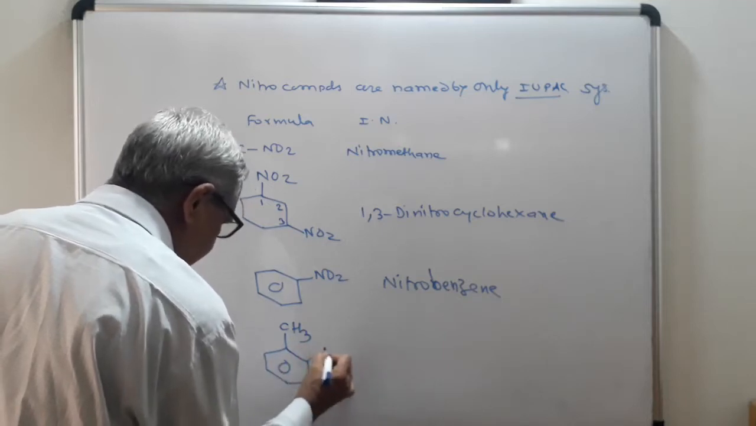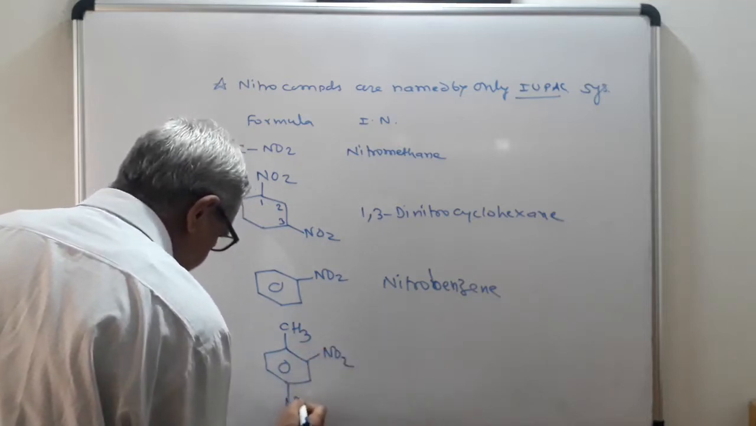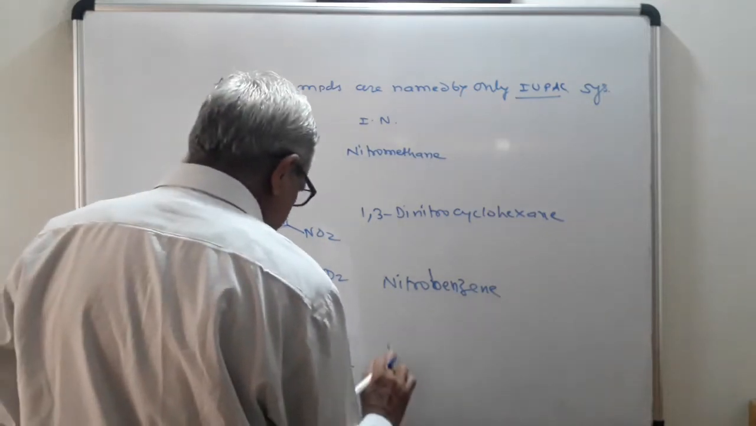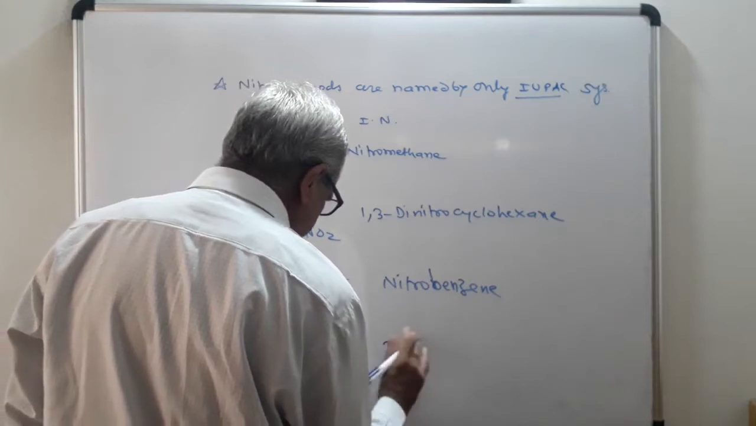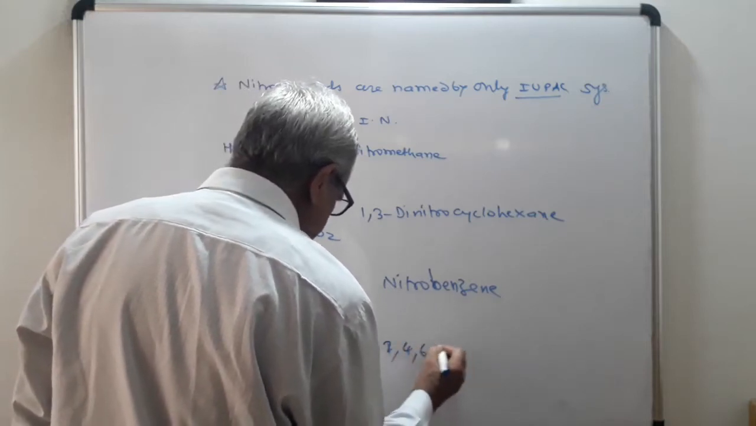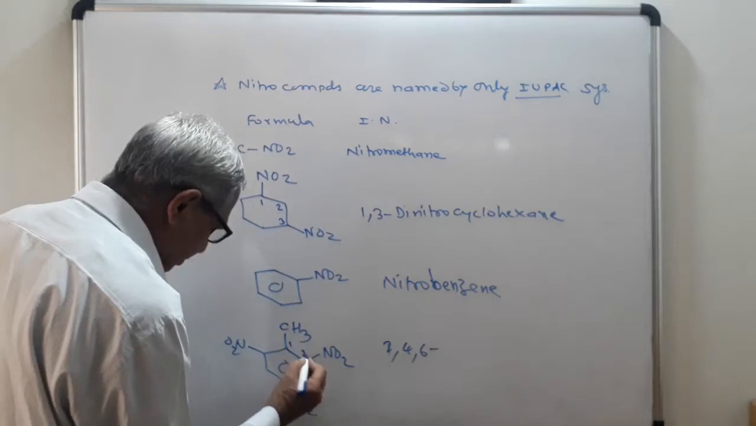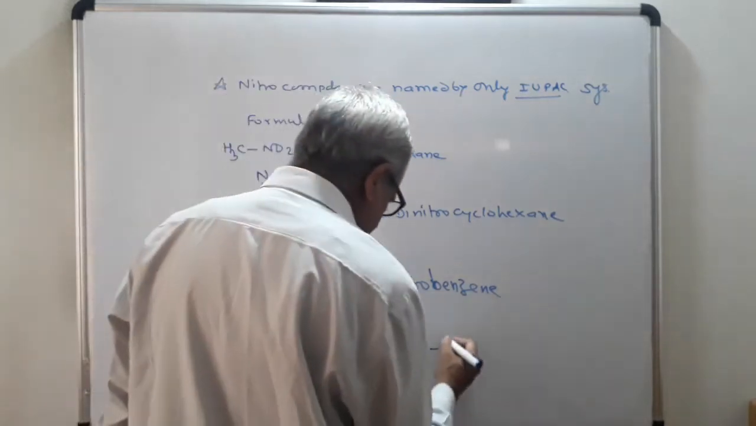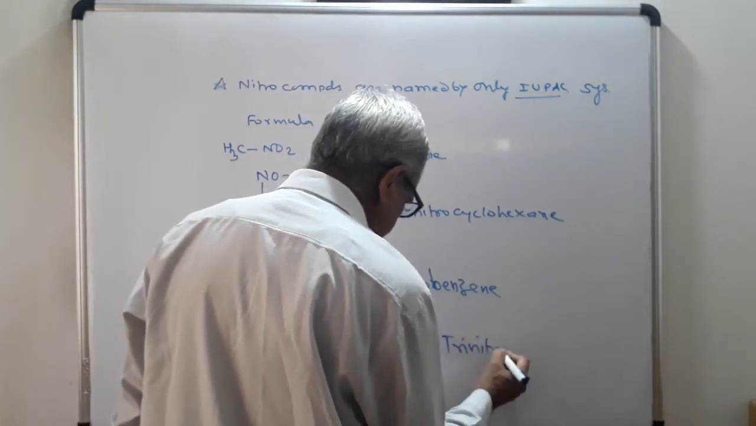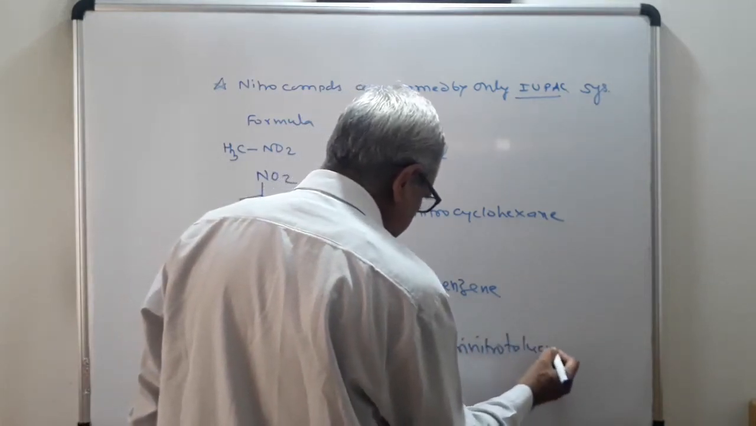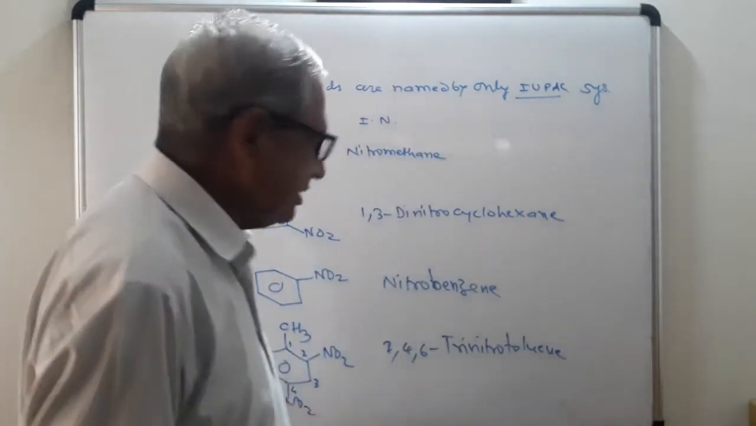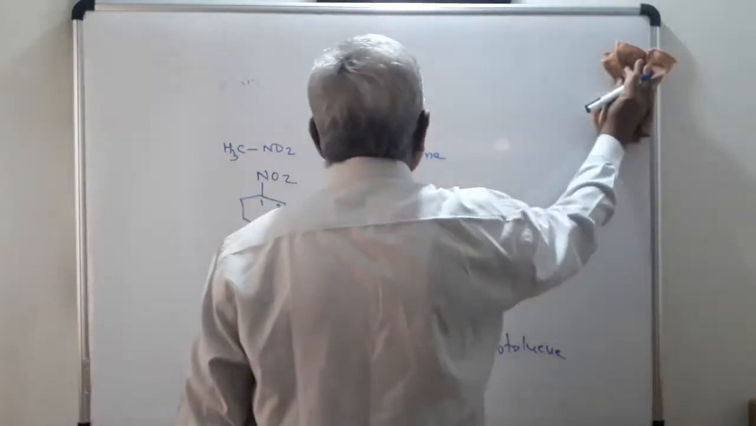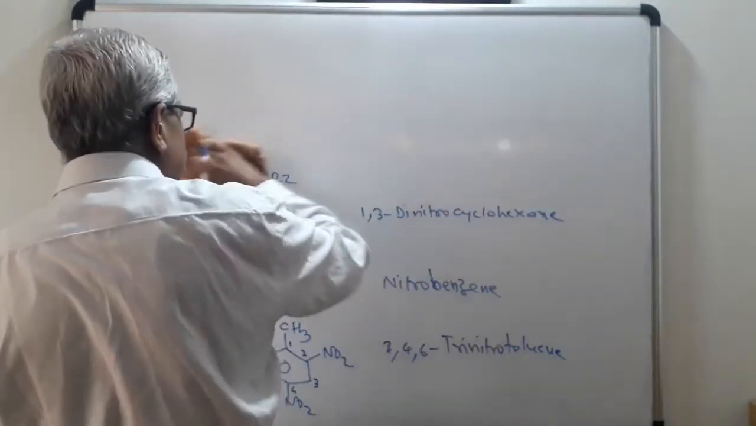Then next example, CH3 on a benzene ring. This is your toluene, with NO2 group, NO2 group, NO2 group. This is known as 2,4,6. Numbering 1, 2, 3, 4, 5, 6, the name is 2,4,6 trinitrotoluene. So these are the important examples. Again, take these 2, 3 important examples for the nomenclature of nitro compounds.